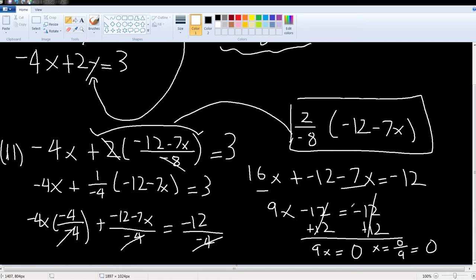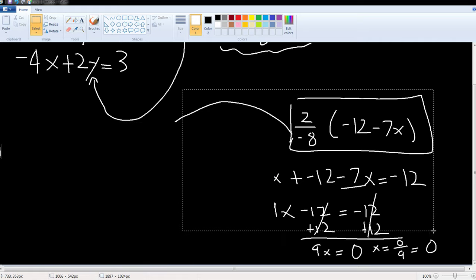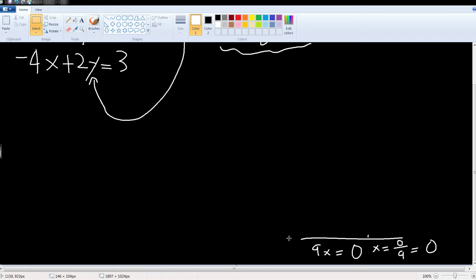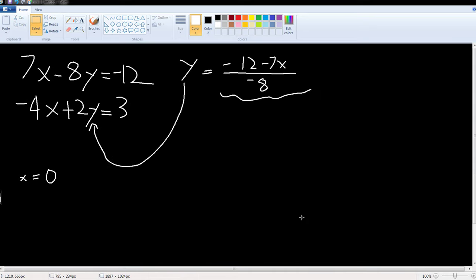Now it's important that we find out what y is, because we found out what x is. So let's do exactly that. So let me just delete all this. We have x is equal to 0.